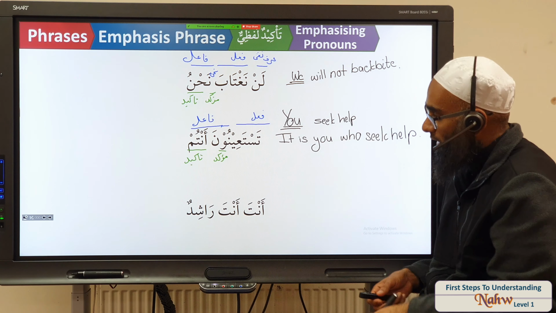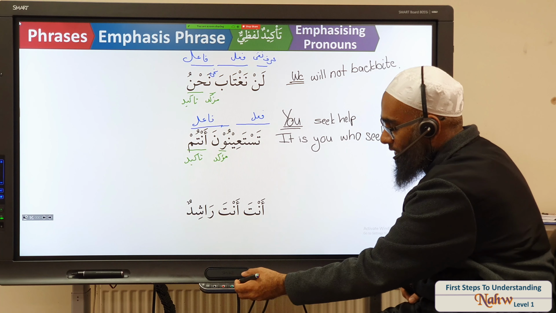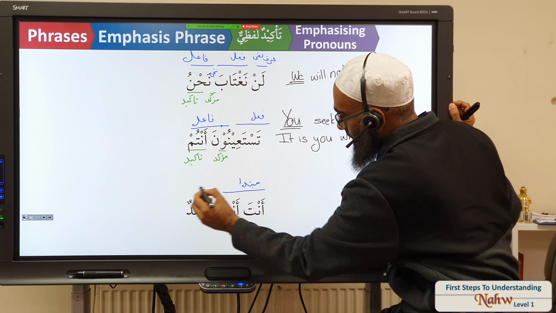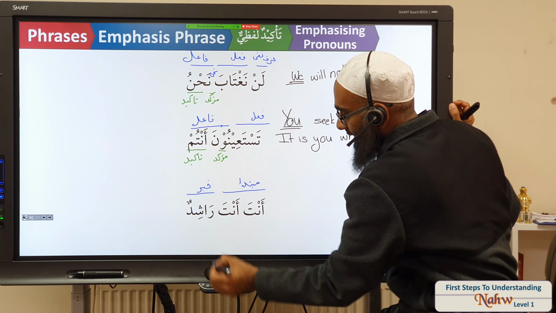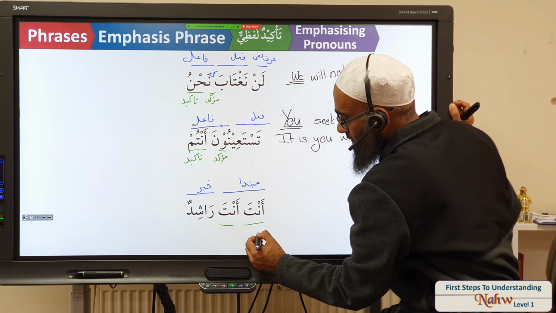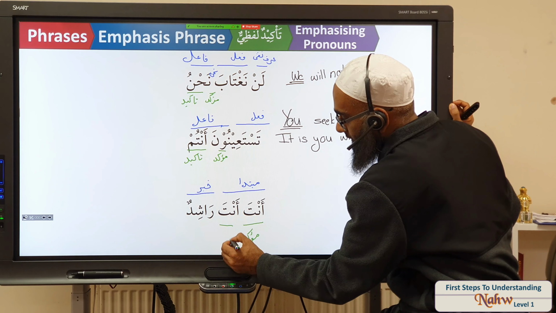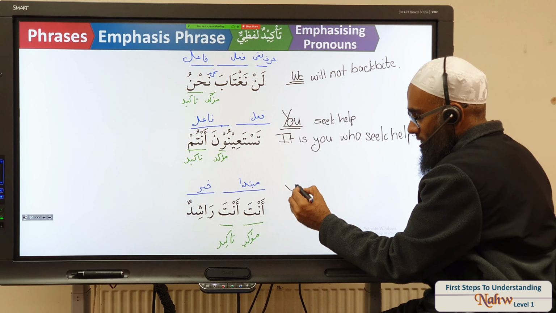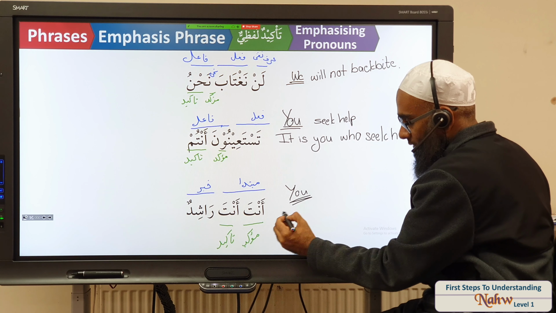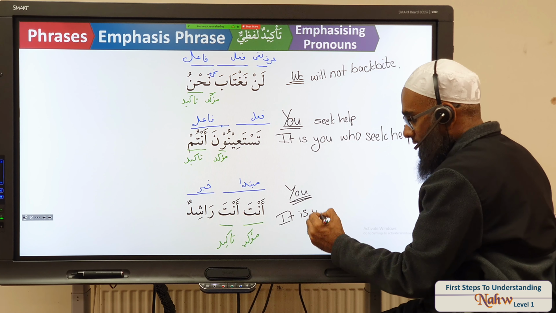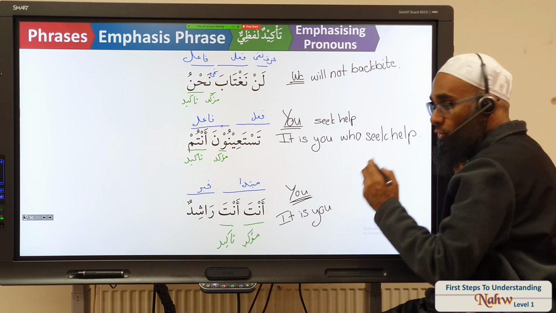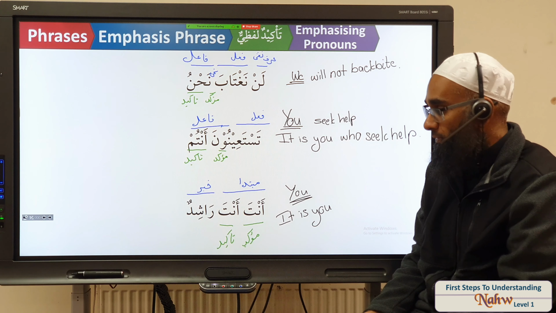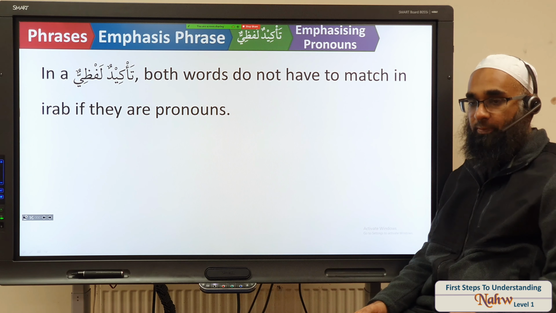Go upstairs. Bismillah. Anta Rashid. Anta is mubtada. Rashidun becomes the khabar. And anta becomes mu'akkad, and this becomes the ta'keed. And the translation will be: you are guided, or it is you who is guided. Understood? Everybody following so far?